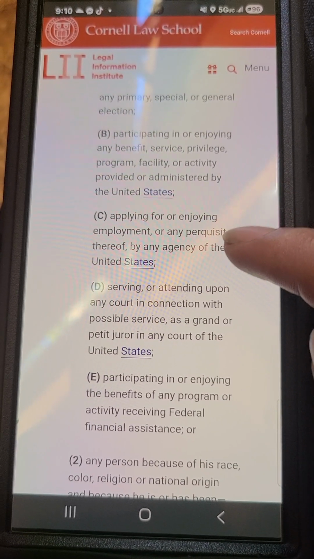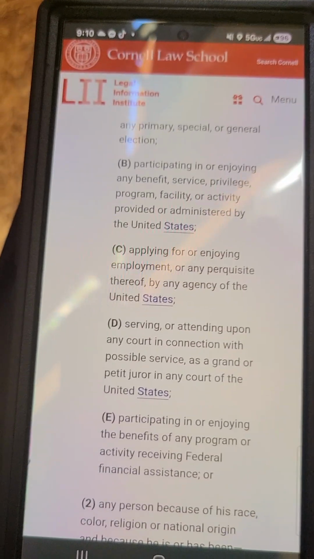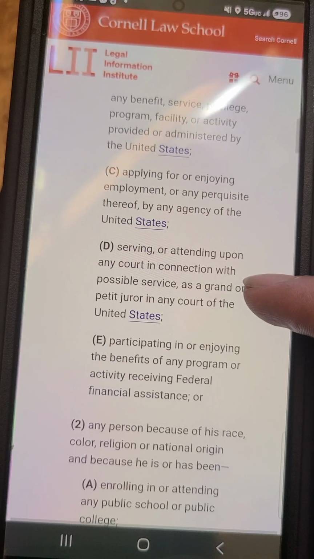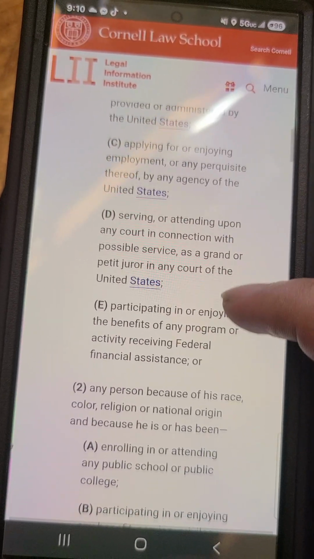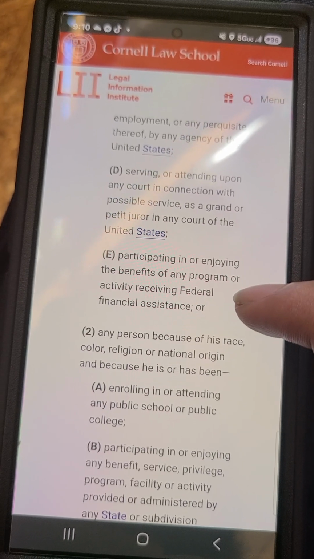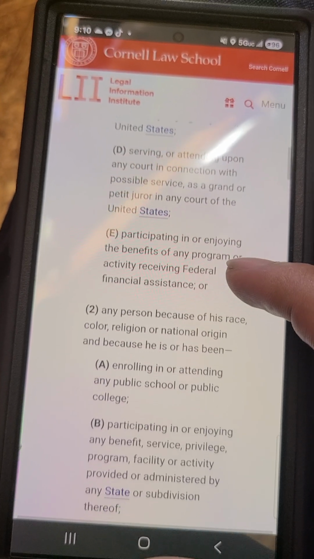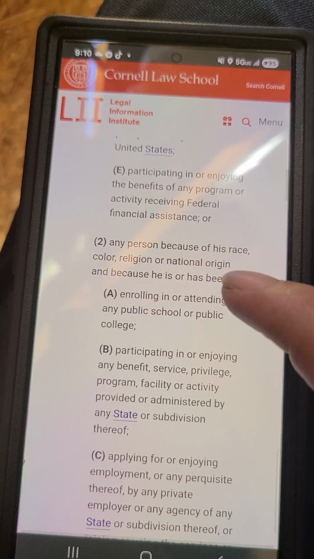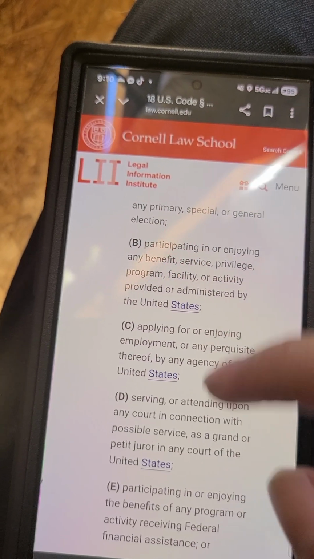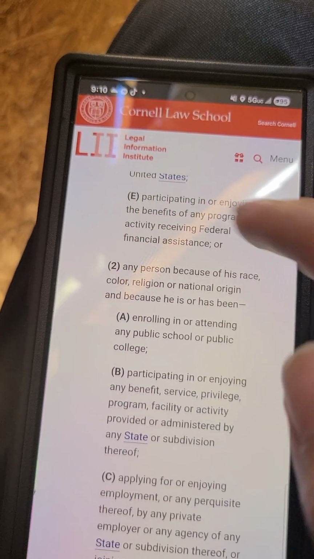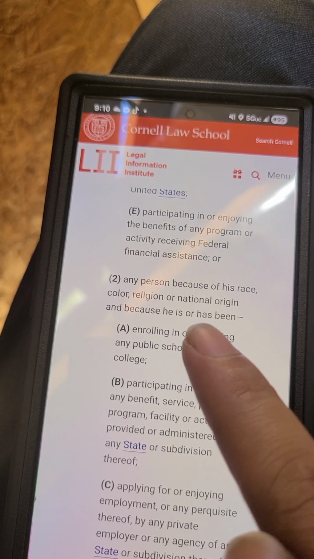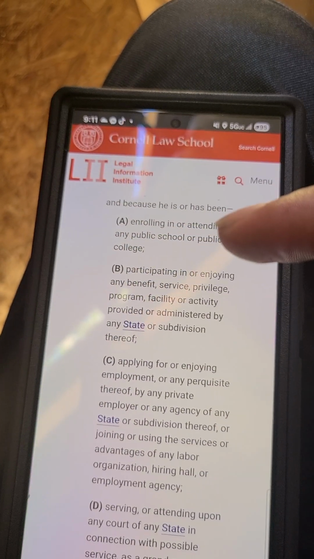So this applies to me as well because my rights were violated during that as well. Serving or attending upon any court in connection with possible service, so jury duty, right? So that doesn't apply to us. Participating in or enjoying the benefits of any program or activity receiving federal financial assistance, or, right? So you can't discriminate based off of these 5 reasons, but you also can't discriminate off of race, color, religion, national origin, and because he is or has been, okay, now there's additional things, okay?